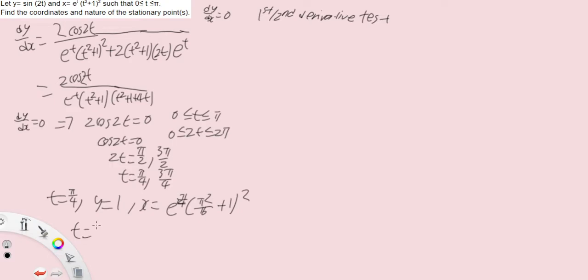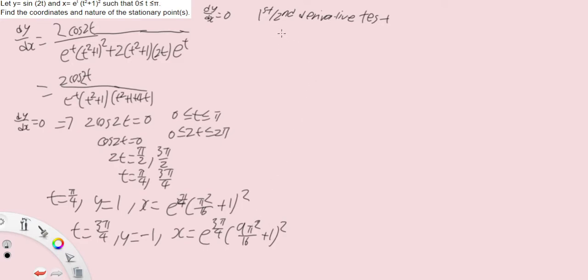t equals 3 pi over 4. y equals sine 3 pi over 2, which is negative 1. x equals e to the power of 3 pi over 4, bracket. Now it's 9 pi squared. 3 pi whole thing squared is 9 pi squared. Again, 16, again, plus 1, whole thing squared.